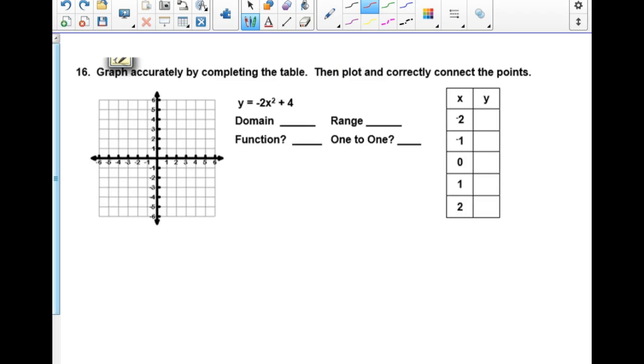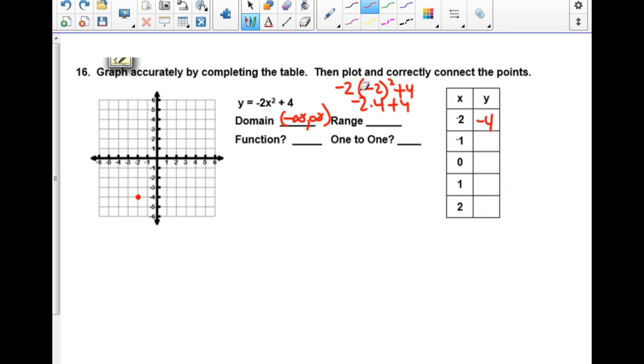Okay, next. Graph accurately by completing the table, then plot and correctly connect the points. Okay, this should come out to be a U-graph, a parabola. The domain, you can put anything in you want. Negative infinity to infinity. We've made some suggestions over here for you to substitute in. -2 times -2 squared plus 4. You need to realize that when you square a negative, you get a positive. So that's -2 times 4 plus 4. -8 plus 4 will be -4.